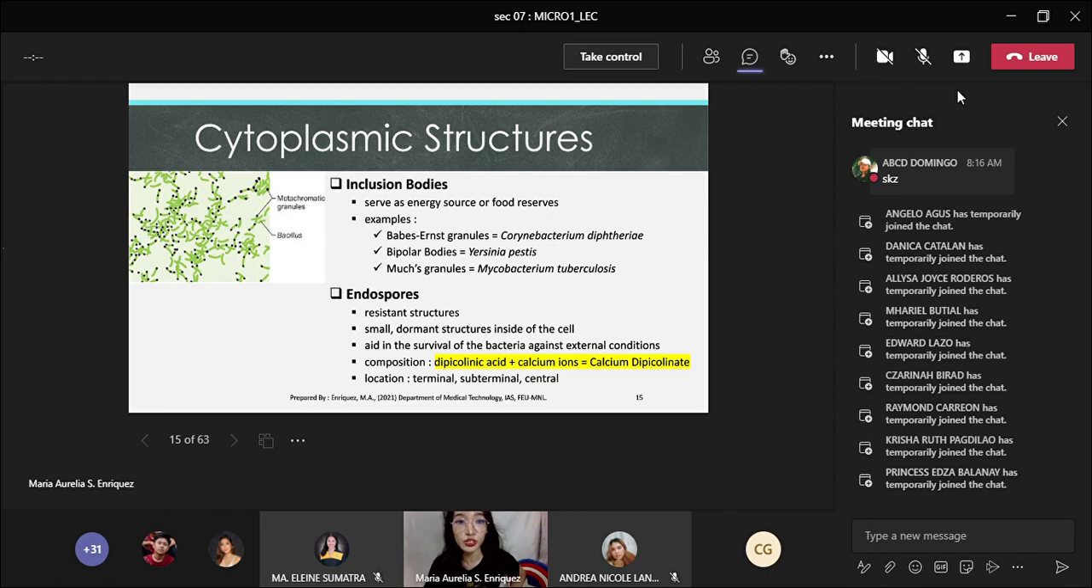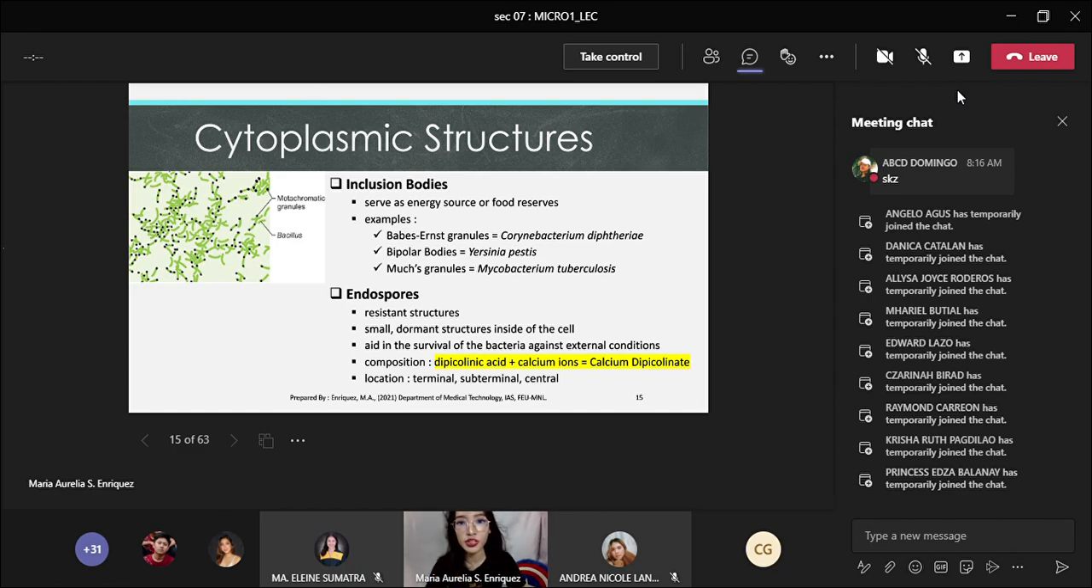Next are endospores. So endospores are also known as asexual spores, and on the other hand, they are small, dormant structures inside of the cell that aids in the survival of the bacteria against external conditions. So kung yung inclusion bodies po kanina ay para kapag napunta yung bacteria sa isang lugar na walang source of nutrients, yung mga endospores naman po is para kapag napunta yung bacteria to places that do not meet its preferred growth conditions.